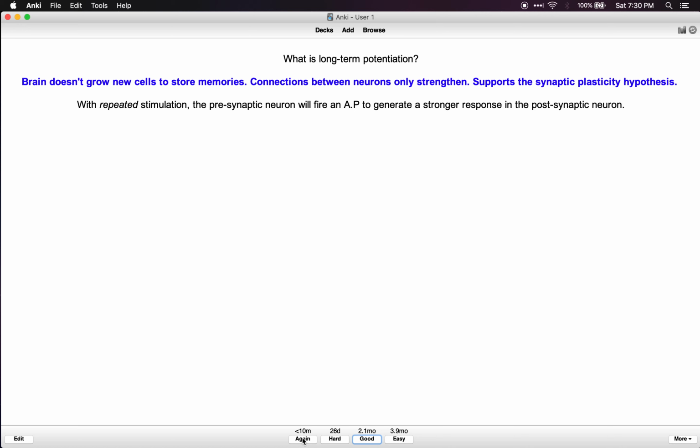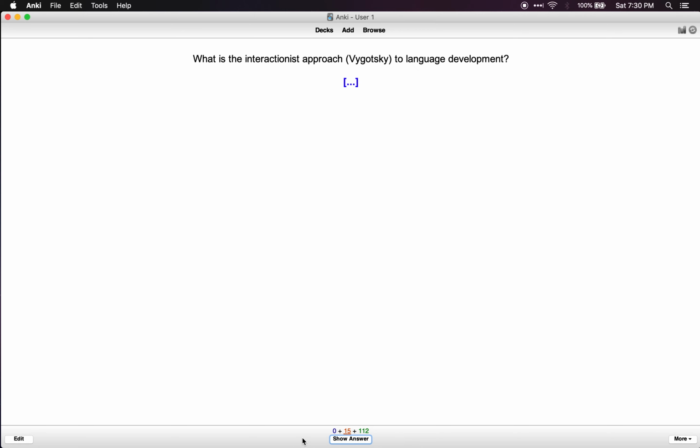Connection between neurons only strengthens, supports plasticity hypotheses. Interactionist approach to language: Vygotsky thought that there are social and biological factors that play into children developing language. Children have a desire to communicate with people, and that's how they were able to learn language.